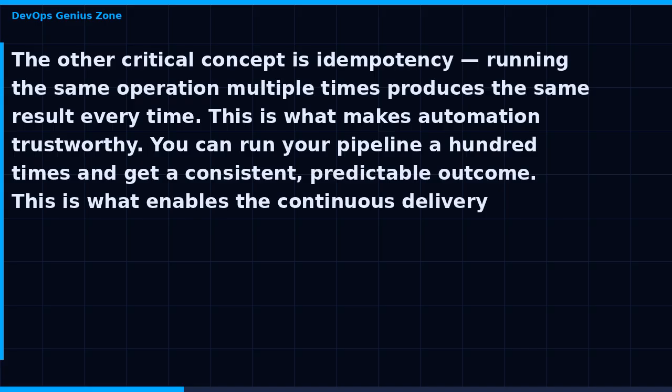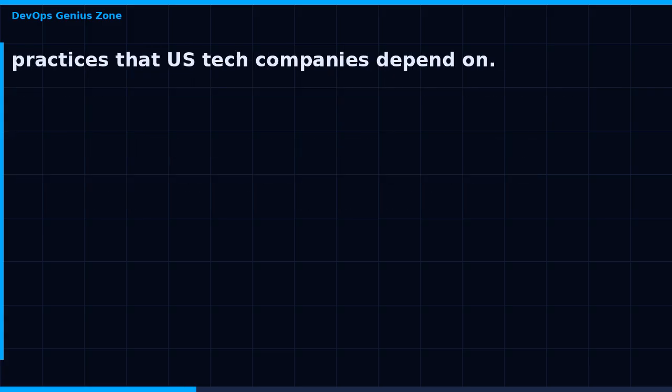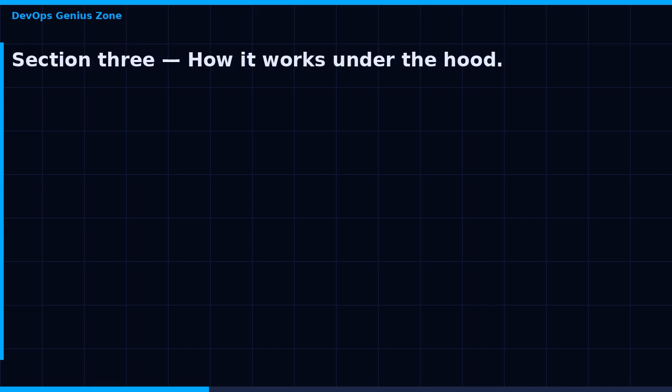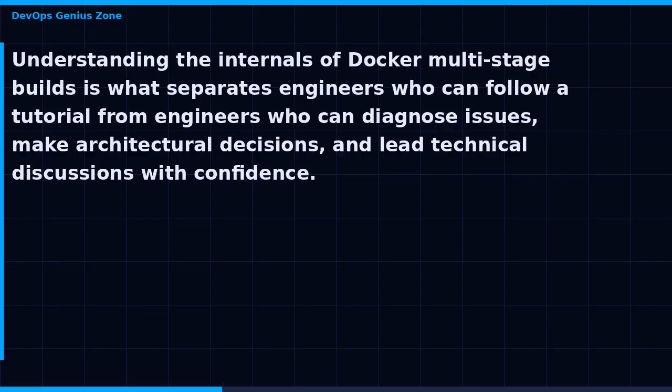Section 3: How it works under the hood. Understanding the internals of Docker multi-stage builds is what separates engineers who can follow a tutorial from engineers who can diagnose issues, make architectural decisions, and lead technical discussions with confidence. When you interact with Docker multi-stage builds, there is a control layer that receives your instructions, validates them, computes the difference between the current state and your desired state, and then executes the operations needed to close that gap.